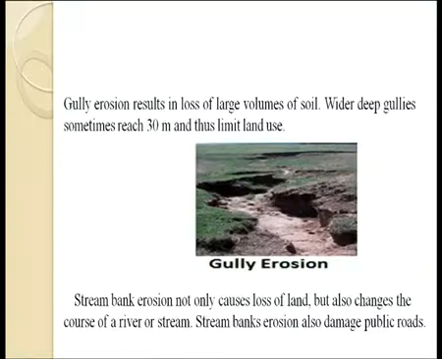Gully erosion results in loss of a large volume of soil. Wider, deep gullies sometimes reach 30 meters and thus limit land use. Stream bank erosion not only causes loss of soil or land, but also changes the course of the river or stream.